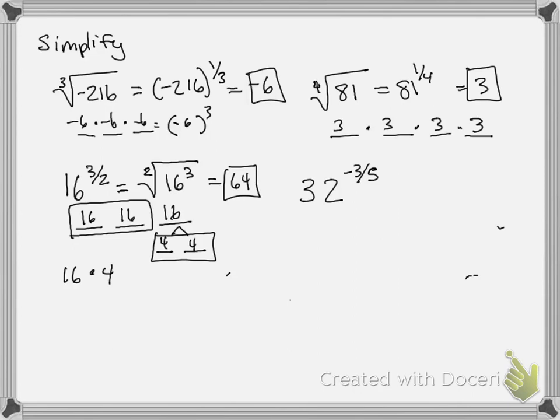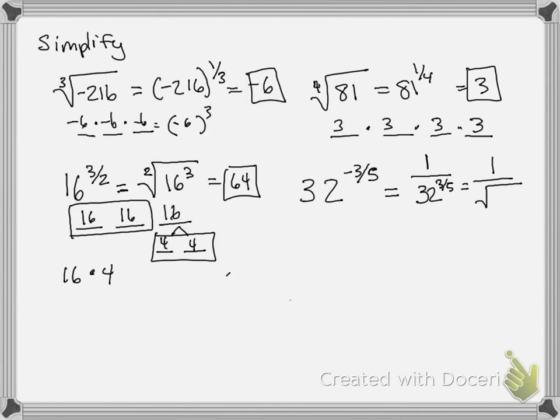And the last one I'm going to do is 32 to the negative 3/5. The negative reminds us about writing reciprocals. So if you have a negative exponent, really you're considering the reciprocal of the base. So I'll just rewrite it as a reciprocal right now. 1 over 32 to the 3/5 power. And then I'll rewrite the 32 to the 3/5 as a radical expression. You don't have to. It's just a little easier for me to think about it that way.